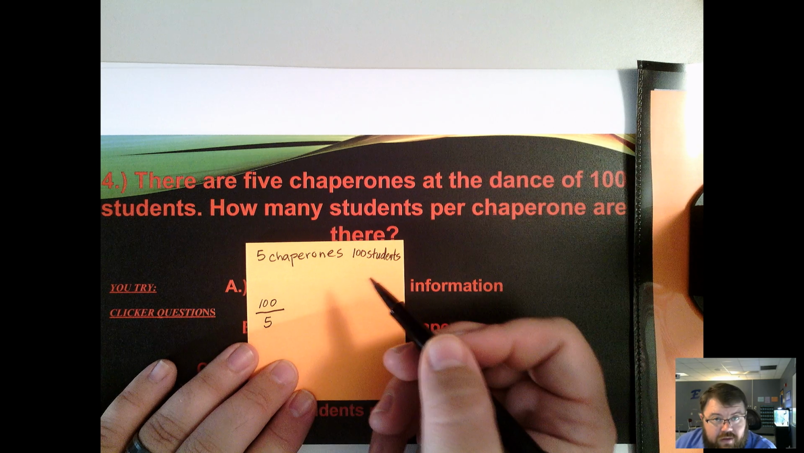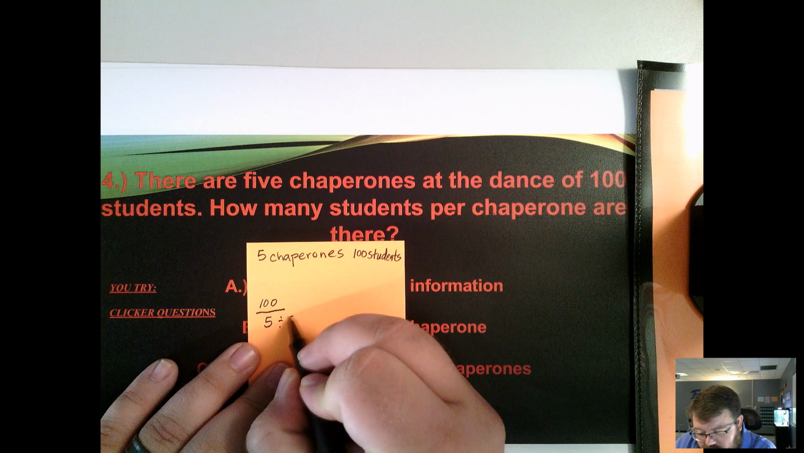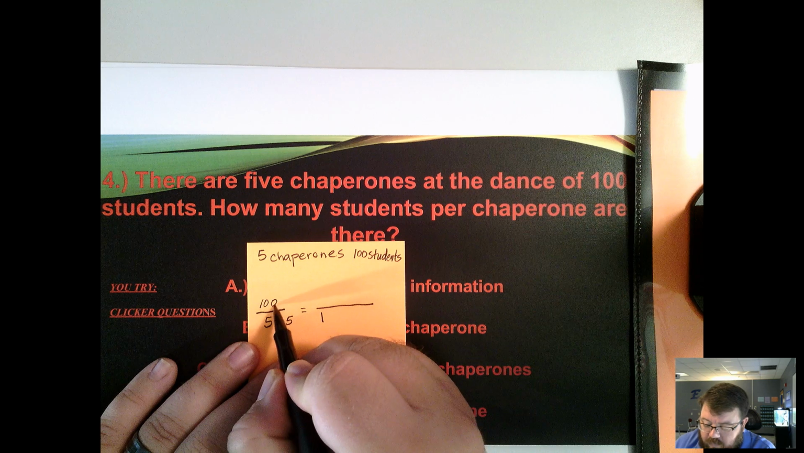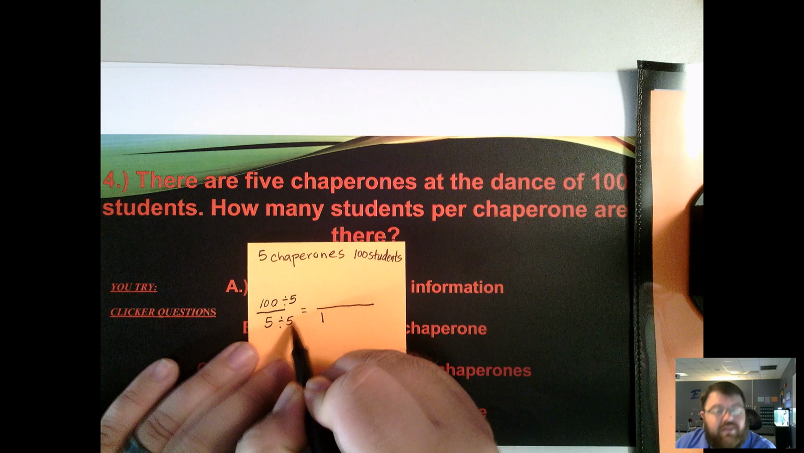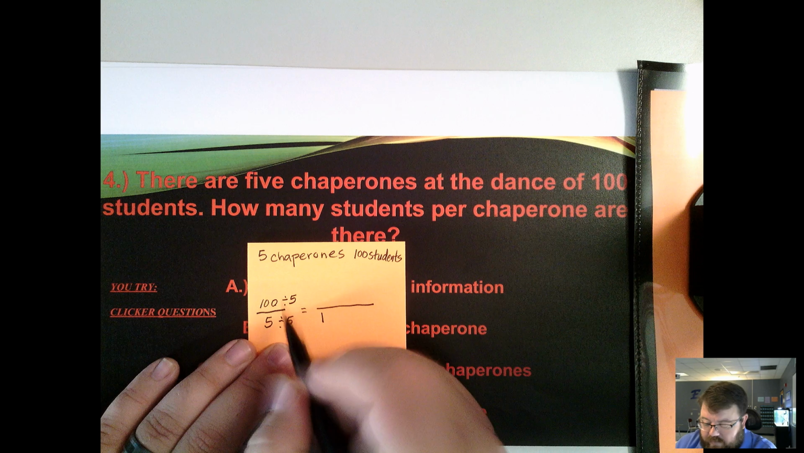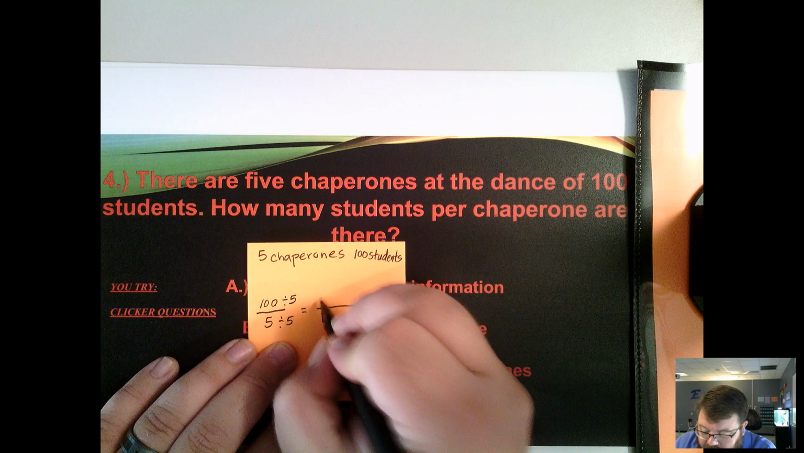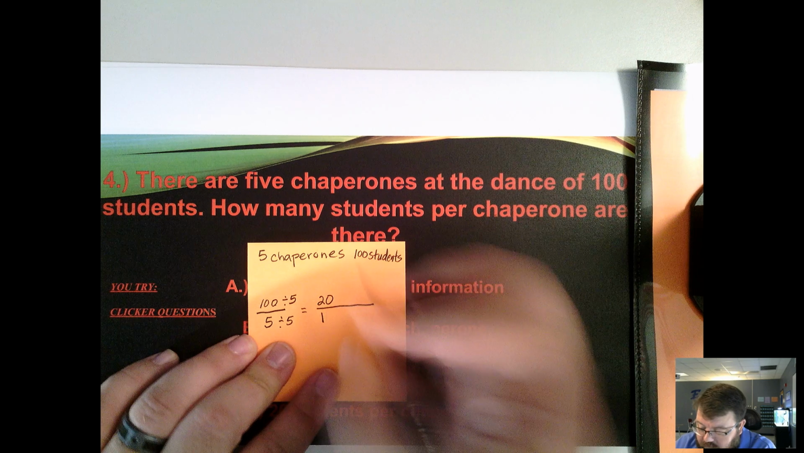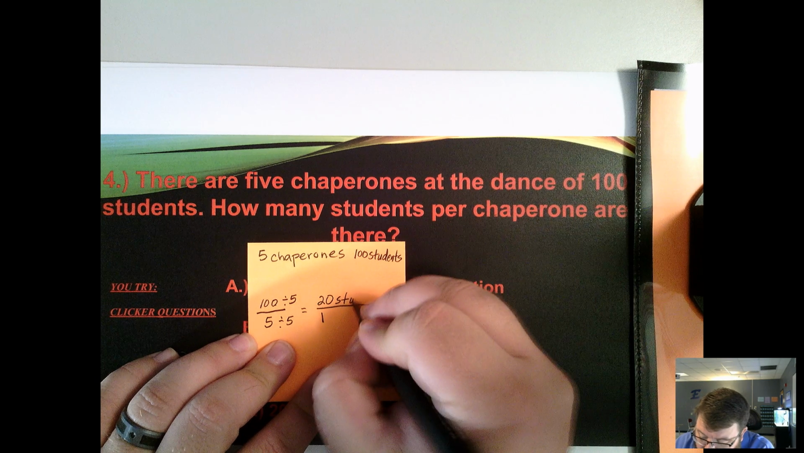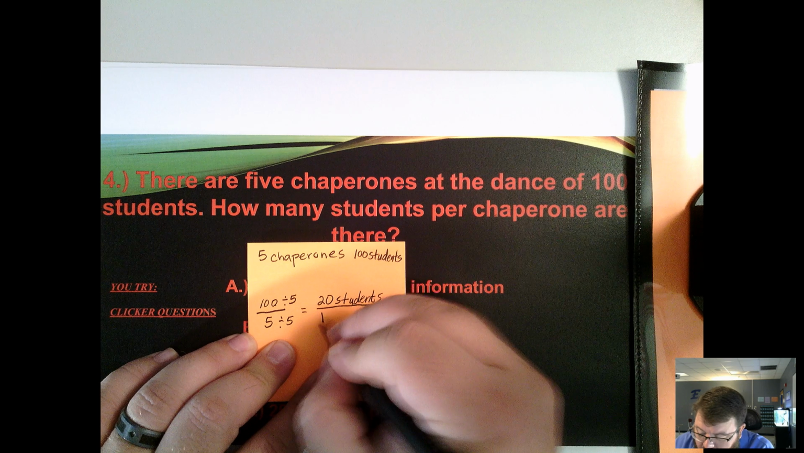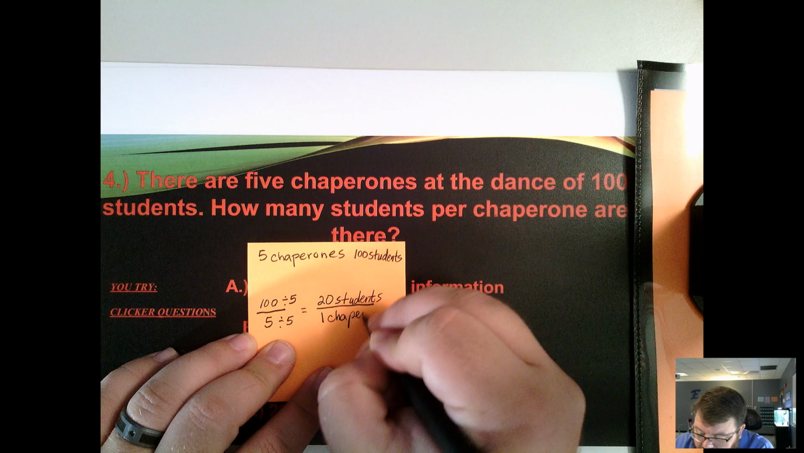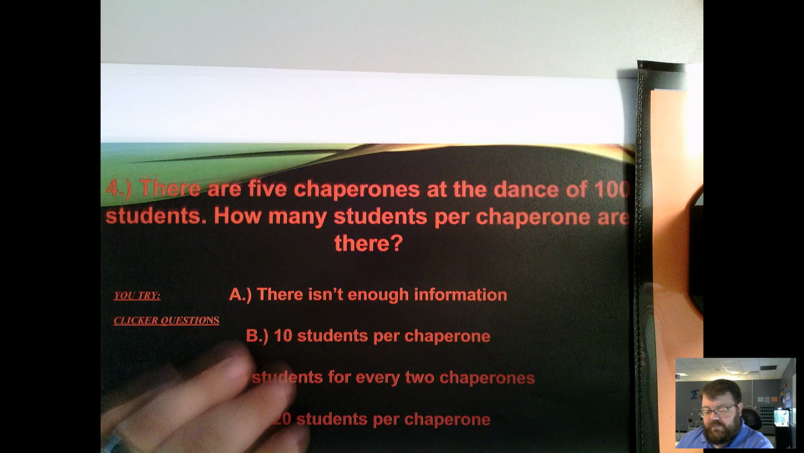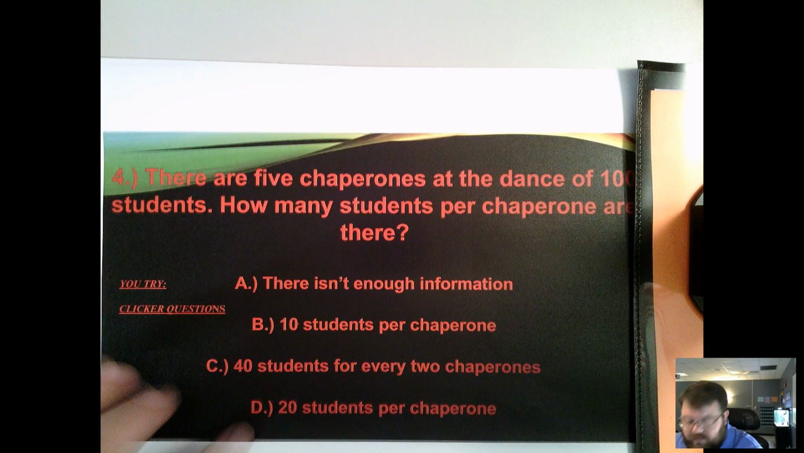To do that, you divide it by itself. So you divide this by 5. 5 divided by 5 is 1. You divide the 100 by 5 because it's the same thing as you divided the other number by. 100 divided by 5 is 20. Now I don't have my units, so I don't know what this means. 20 students, 1 chaperone, or 20 students per chaperone. And that is D.